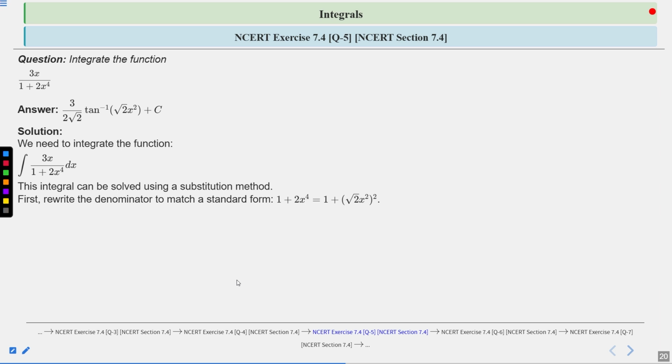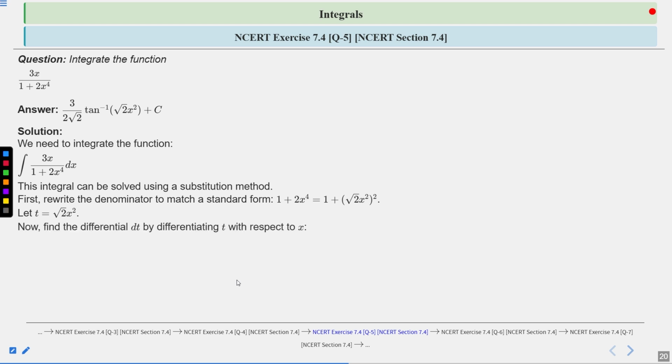First, rewrite the denominator to match a standard form. We can rewrite 1 plus 2x to the power 4 as 1 plus root 2 x square, whole square. Let t be equal to root 2 x square.